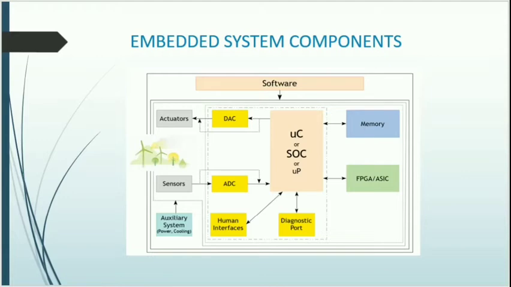And the next one is ADC, which is nothing but analog to digital converter that is used in between sensors and CPU to convert the analog to digital data. In a similar way, DAC is also used, which is digital to analog converter, which is used in between CPU and actuators, that is used to convert digital data to analog data.